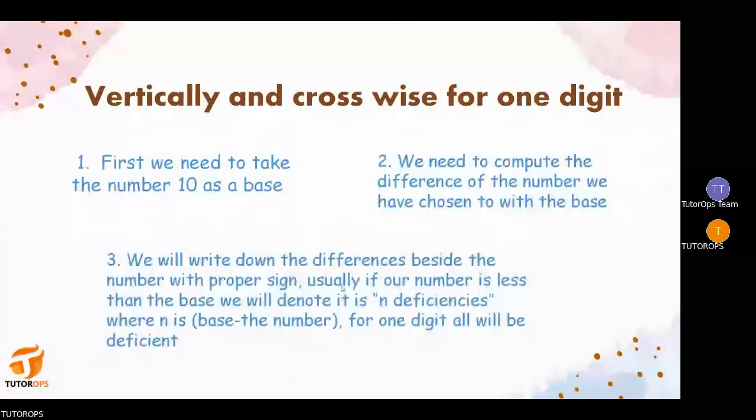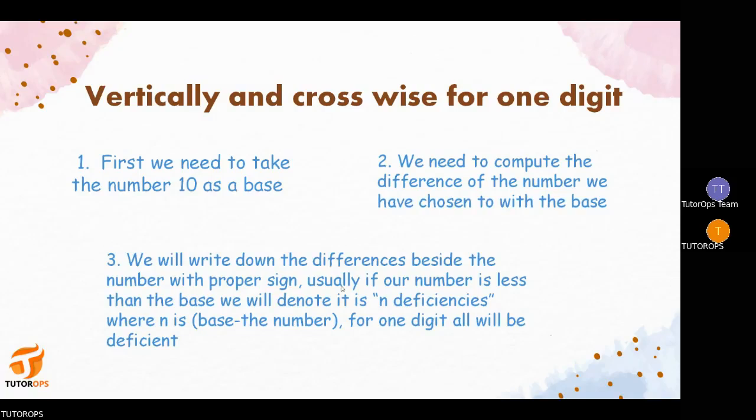Now I am entering a new method, that is vertically and crosswise multiplication for one digit. For one digit multiplication, I am taking the base method again. First, we need to take the number 10 as a base. Remember, the number 10 as a base, no sub base of 10. I am just taking the number 10 as a base. At the next step, we need to compute the difference of the number we have chosen with the base. That means if the number is n, the difference will be 10 minus n.